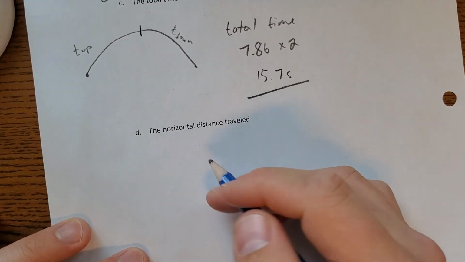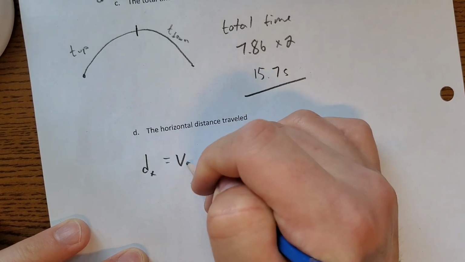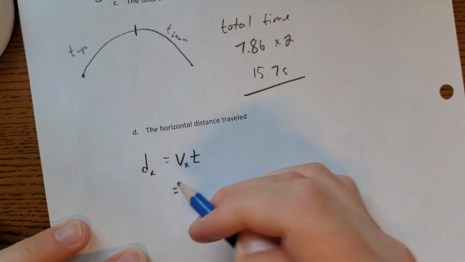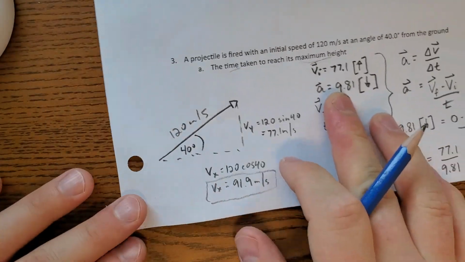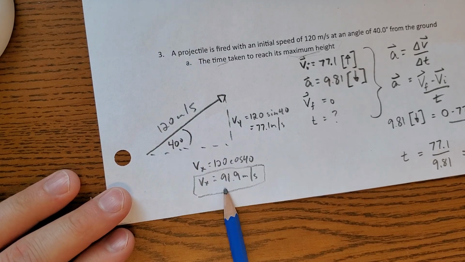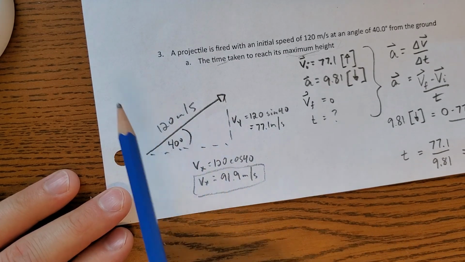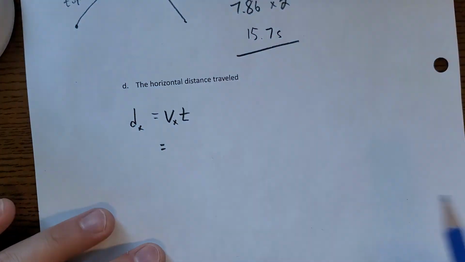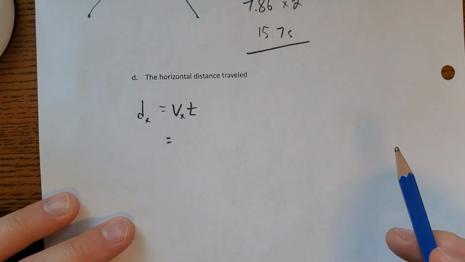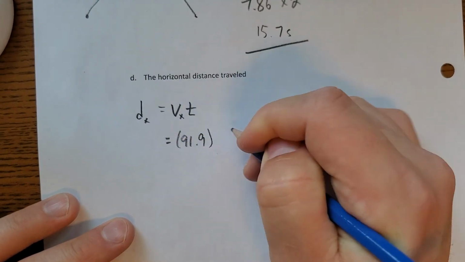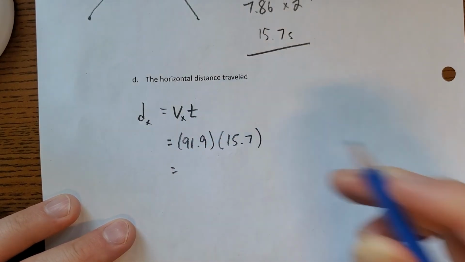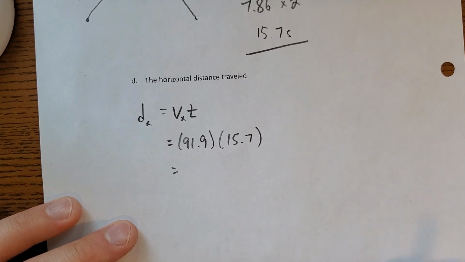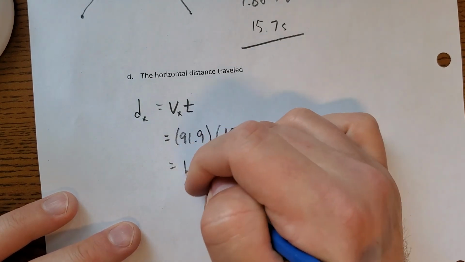Okay, horizontal distance traveled. This is always a nice way to end because it's such a simple calculation. We just take the horizontal speed. That was our 91.9. This is not affected by gravity. Our projectile is going to be moving horizontally at the same speed until it hits the ground. We know it hits the ground after 15.7 seconds. So we just need to multiply those together. Okay, I get about 1,445 meters.